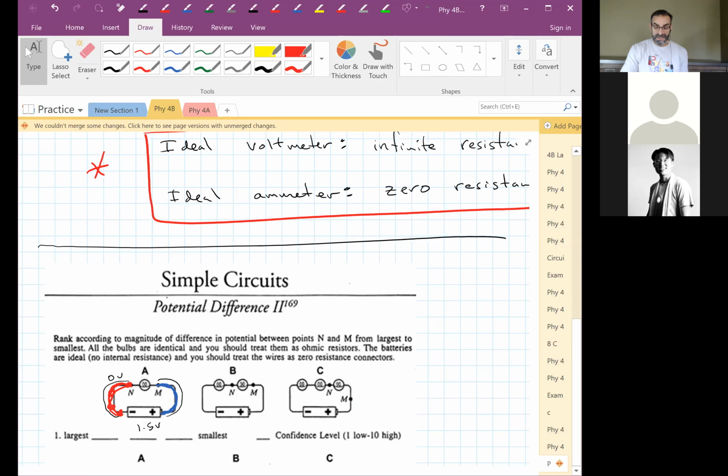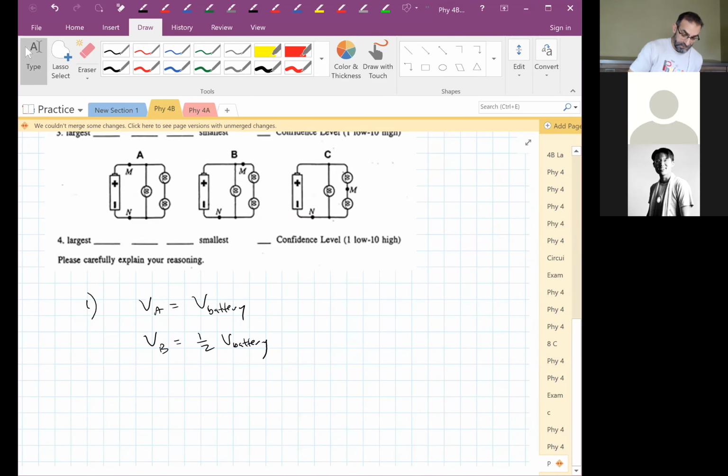And for situation C, we have 3 identical light bulbs. Each one has to have the same potential difference. So each one has to have 1/3 of the total, 1/3 of the battery's delta V. So if we rank them, A is the greatest, followed by B, followed by C.